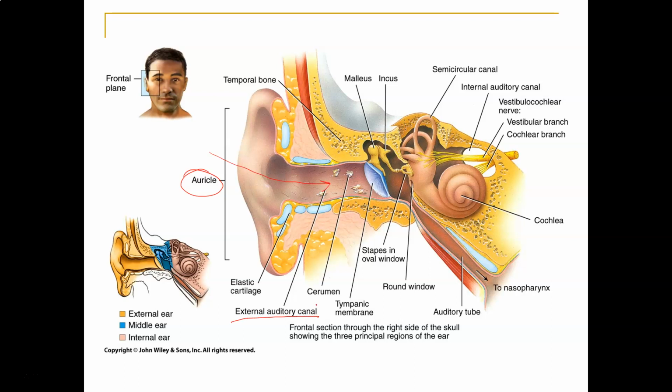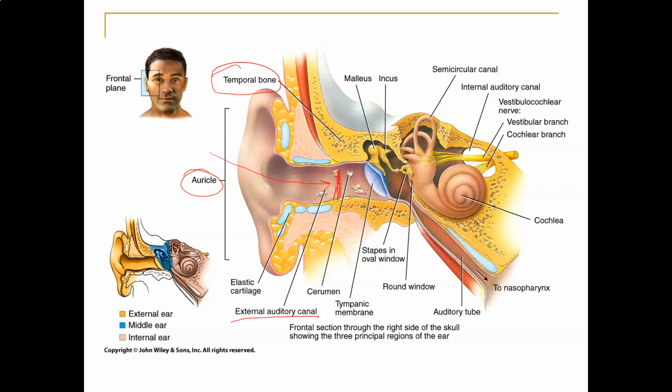You might remember something similar to this when we covered the skull, because we did see on the skull the external auditory meatus, which would have been here. That's the opening in the temporal bone, because your temporal bone houses the ear. So you could see that on the skull, that region.